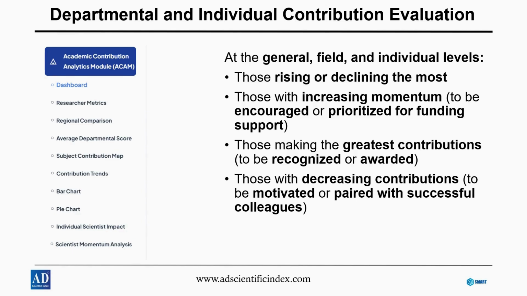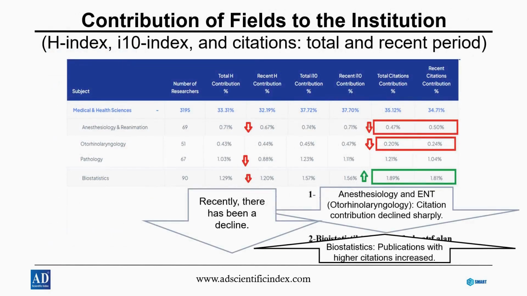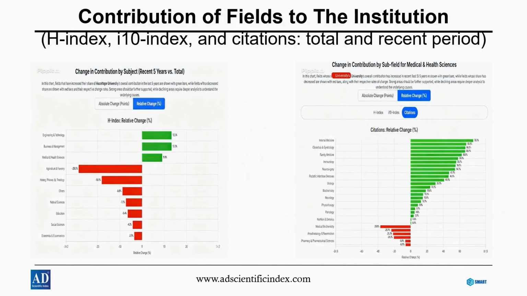How different fields contribute to the institution based on total and recent H-index, I-10 index, and citation performance. The data highlights recent declines in anesthesiology, otorhinolaryngology, and pathology, particularly in citation contributions. In contrast, biostatistics shows an upward trend, with publications receiving higher citation counts. These insights help identify which fields are strengthening and which may require strategic support.